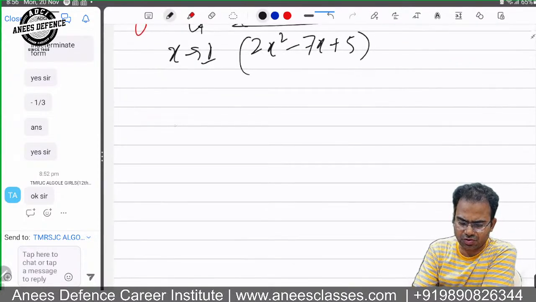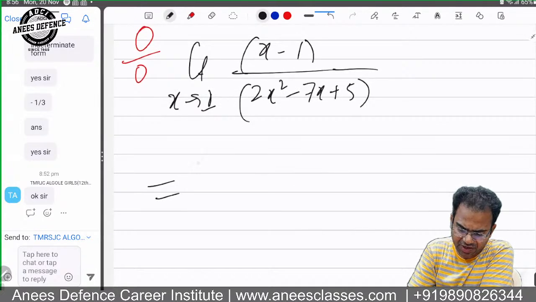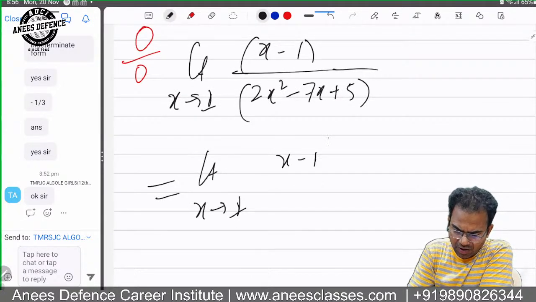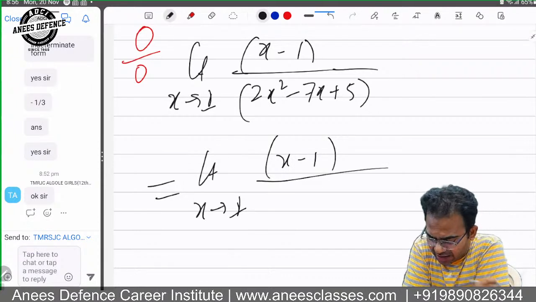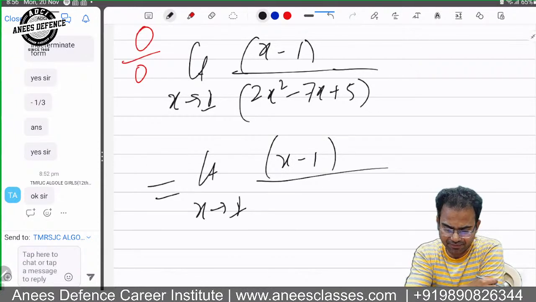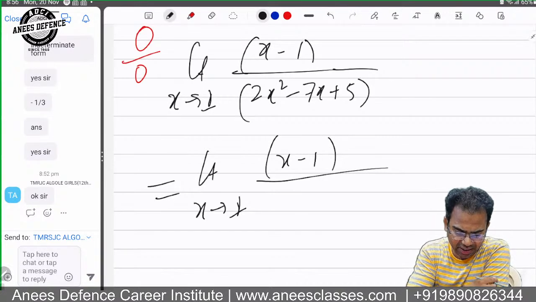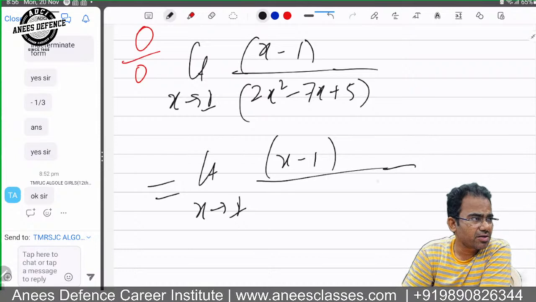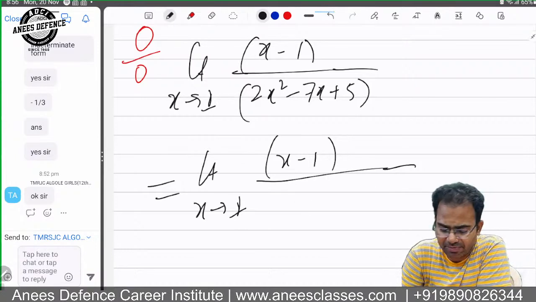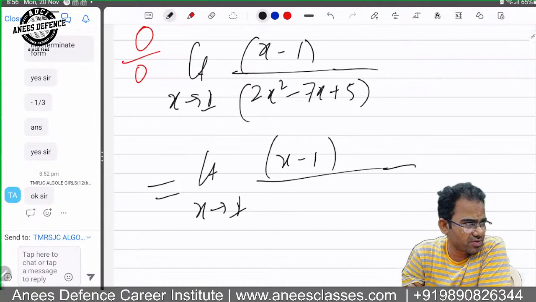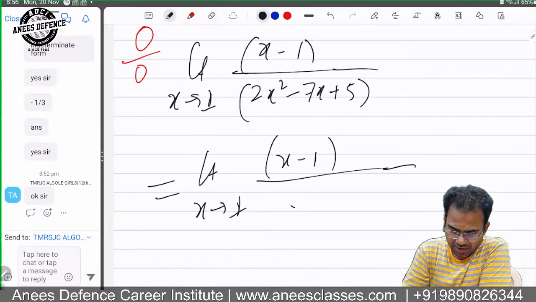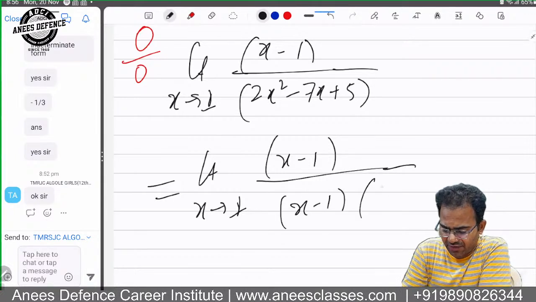Suppose I do this question with the help of factorization first. What is the factor of 2x square minus 7x plus 5? Can you tell me? What is the factor? (x minus 1)(2x minus 5).